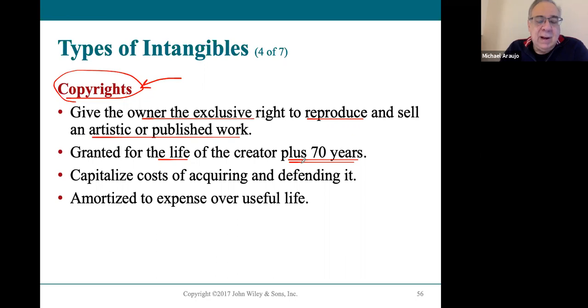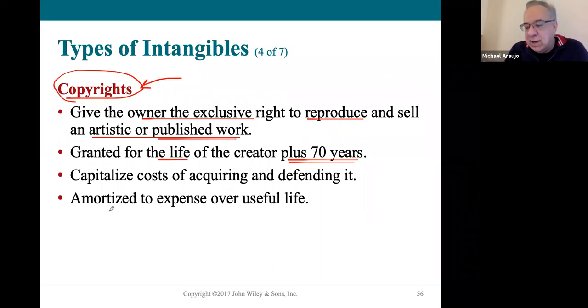Okay. You can amortize it over its useful life because not every song is going to last forever. Not every piece of artwork is going to last forever. Not every book is going to last forever. And so it might have a useful shelf life, and then after that, it's going to lose its value. So if that's what you came up with.